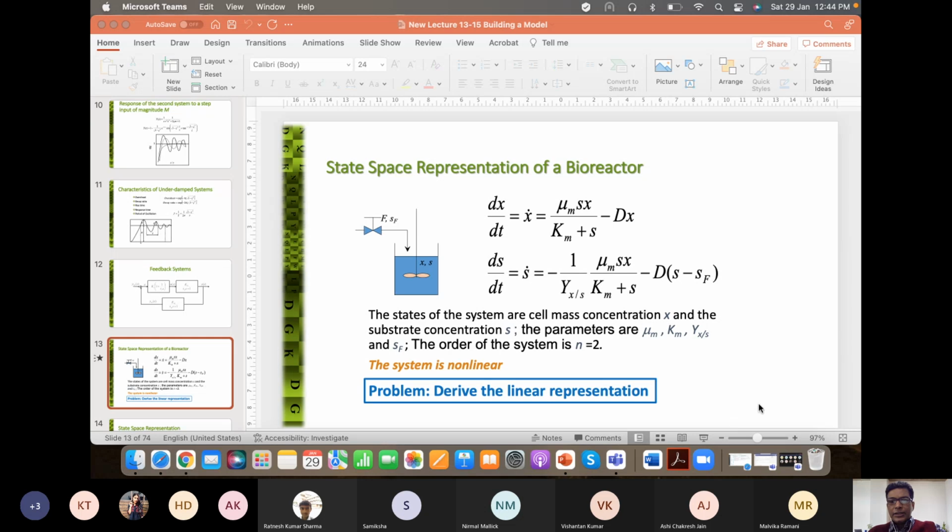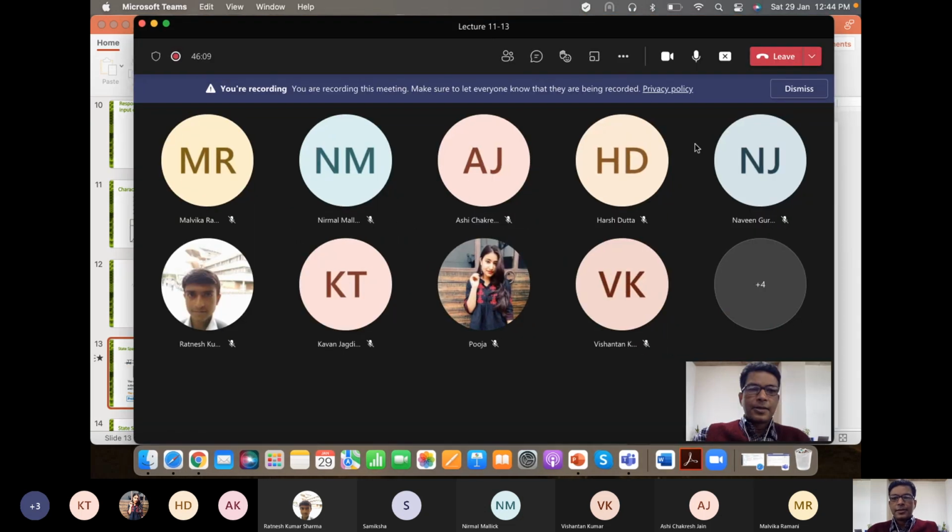So I'm back. Has anybody done this? Has anybody been able to get the linear version? So if we assume the steady state substrate concentration to be S naught and the steady state biomass to be X naught, we can linearize the mu m S X by Km plus S term as mu m X naught into Km by Km plus S naught whole square into S minus S naught. No, there are two variables. You have to be careful.